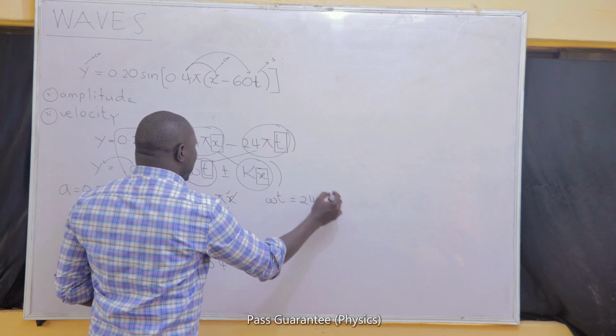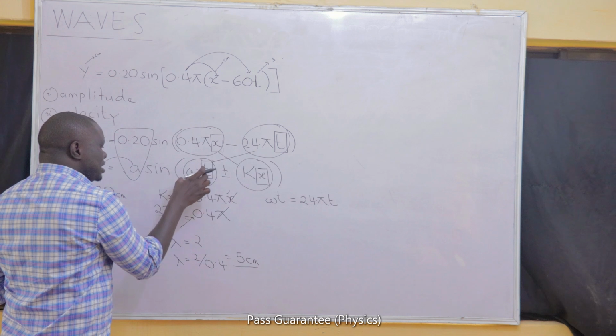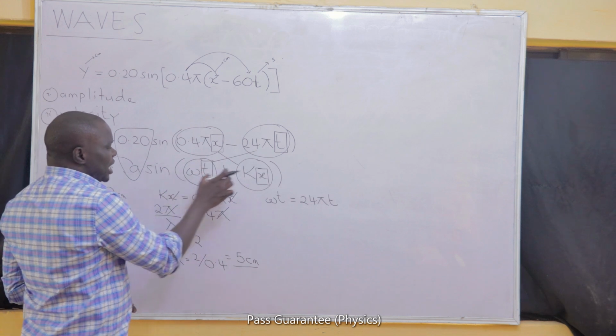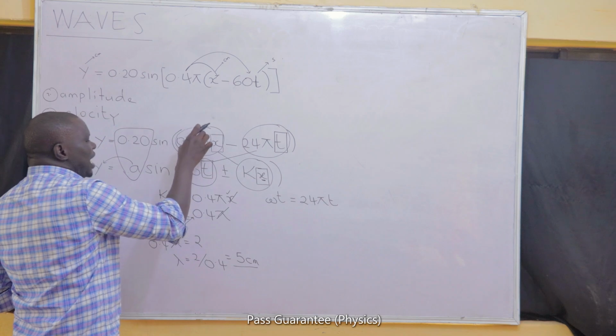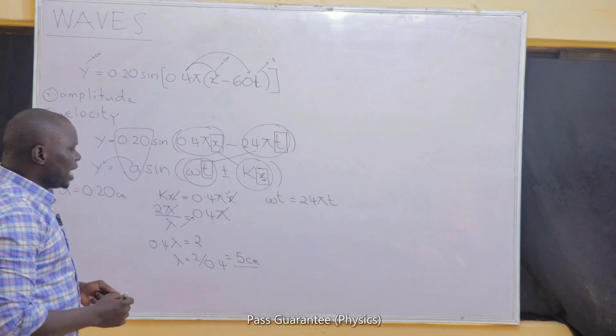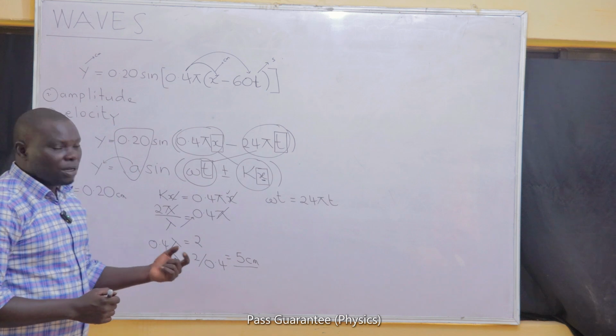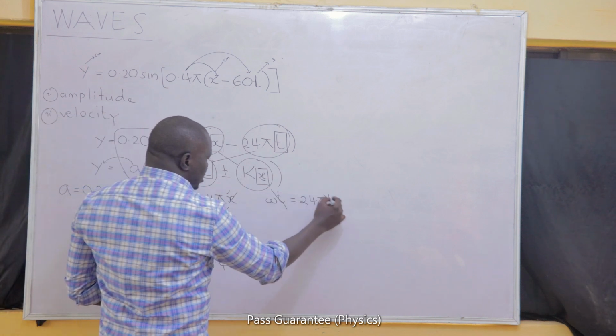So the item that has t in the given equation must be equal to the item that has t in your own standard equation. The item that has x in your equation must be equal to the item that has x in the given equation. So those are the things that will guide you and guide your ability to be able to solve questions like this. So we can cancel out t and t.